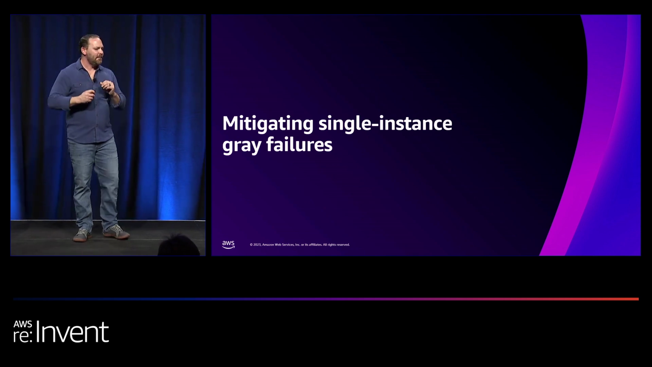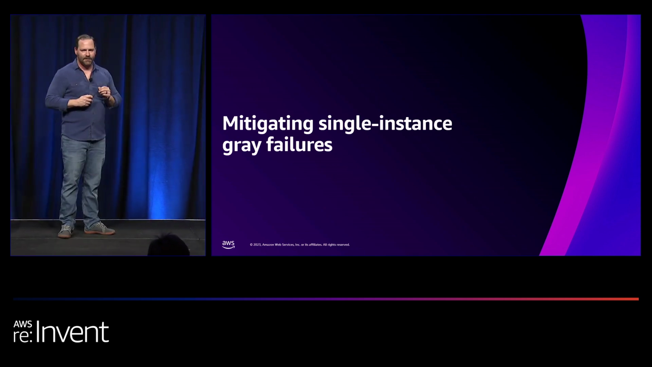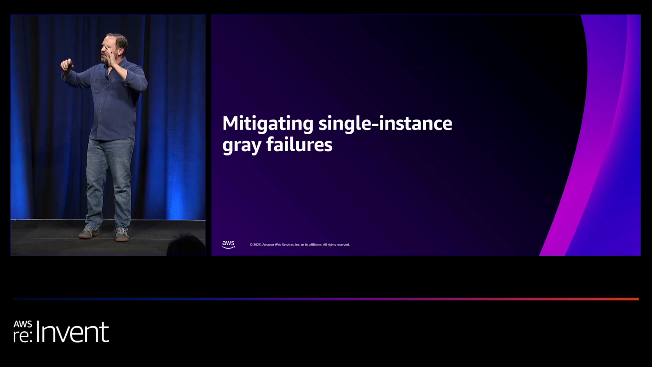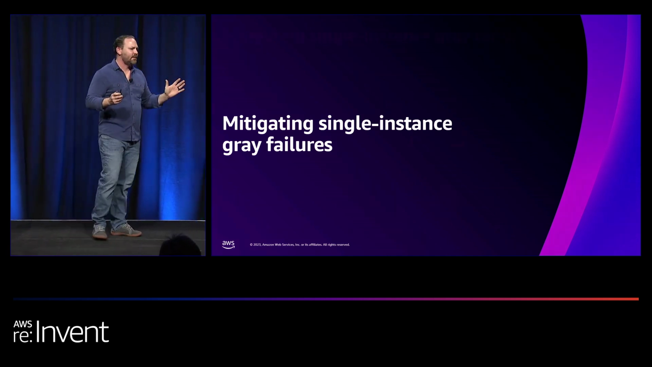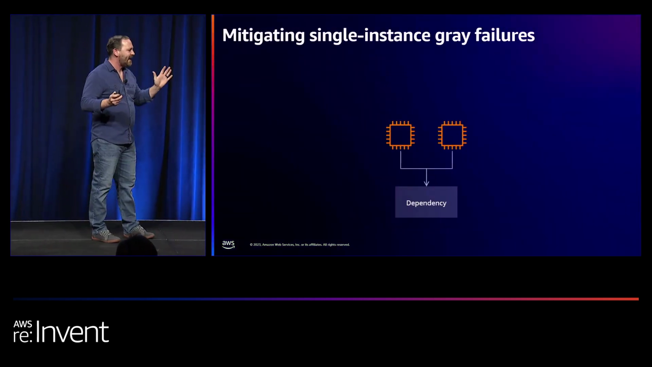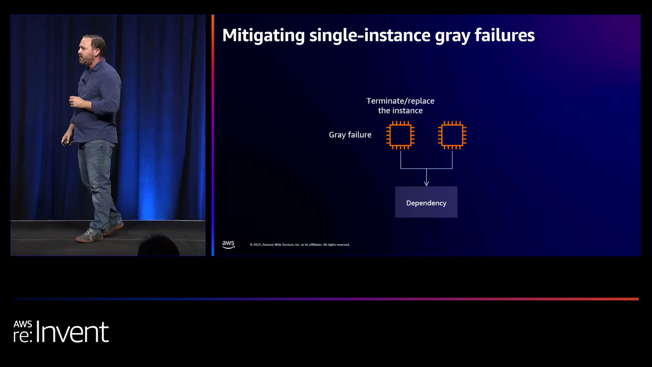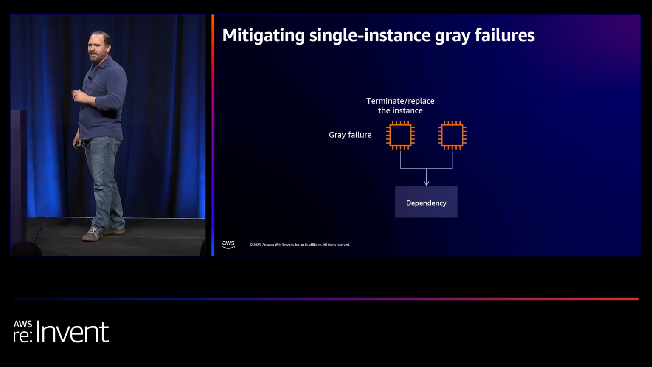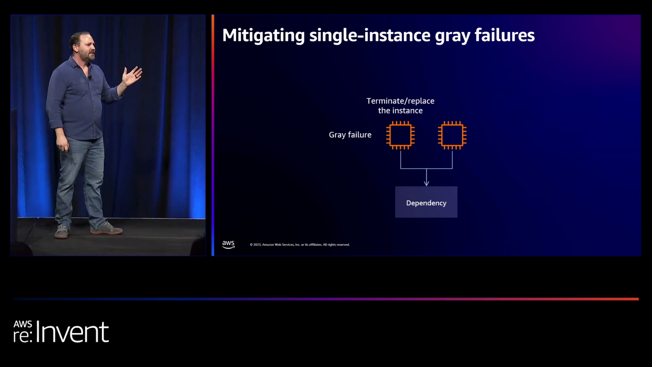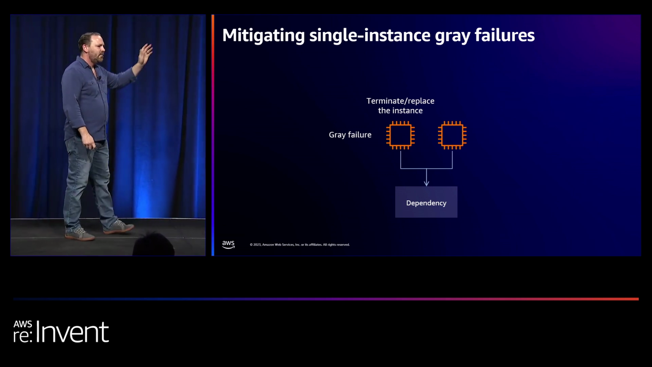So, how do we mitigate single instance gray failures? I'm going to give you the shortest, most simple answer to this problem. It's going to take me like half a slide. So we have a gray failure. Replace the instance. That's it. Simplest way to mitigate this problem, launch a new instance.